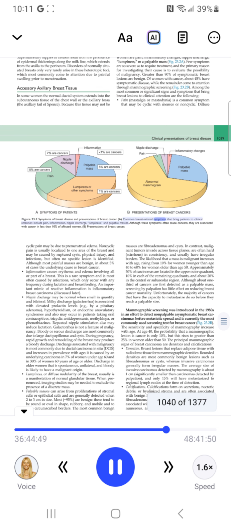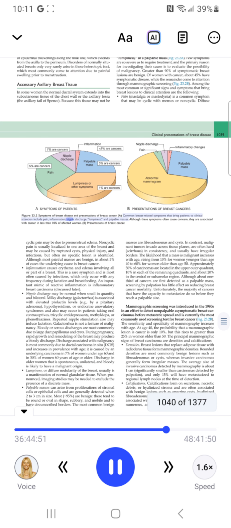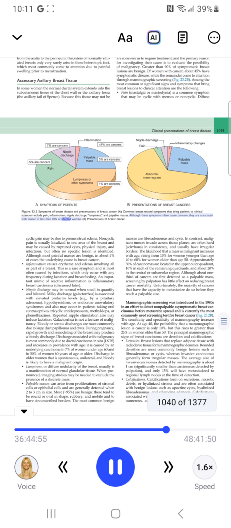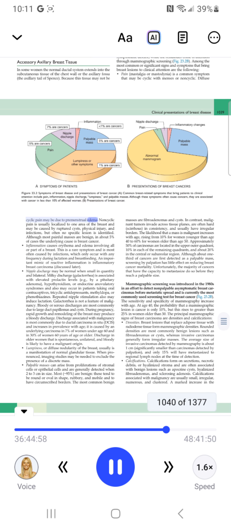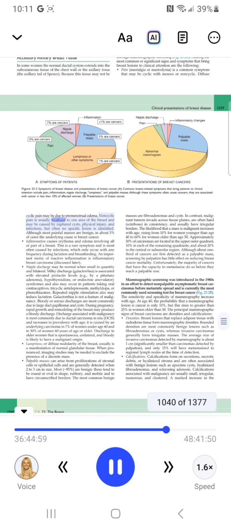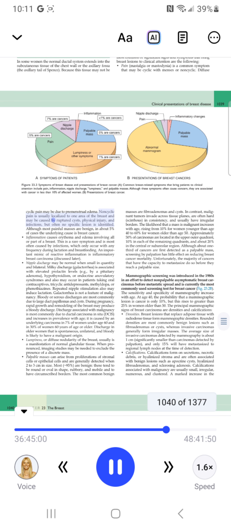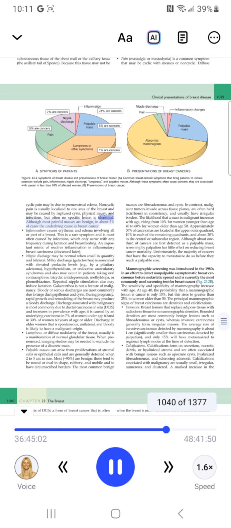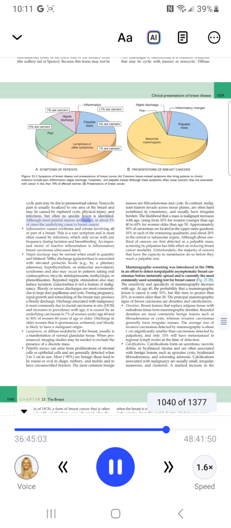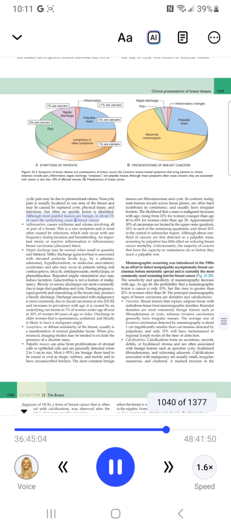A. Common breast-related symptoms that bring patients to clinical attention include pain, inflammation, nipple discharge, lumpiness, and palpable masses. Although these symptoms often cause concern, they are associated with cancer in less than 10% of affected women. B. Presentations of breast cancer. Cyclic pain may be due to premenstrual edema. Non-cyclic pain is usually localized to one area of the breast and may be caused by ruptured cysts, physical injury, and infections, but often no specific lesion is identified. Although most painful masses are benign, in about 5% of cases the underlying cause is breast cancer.